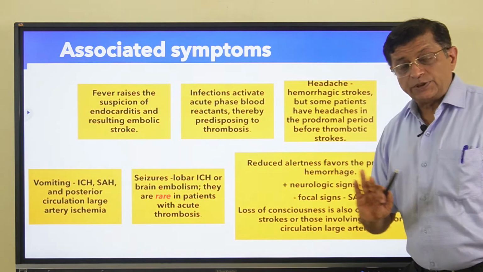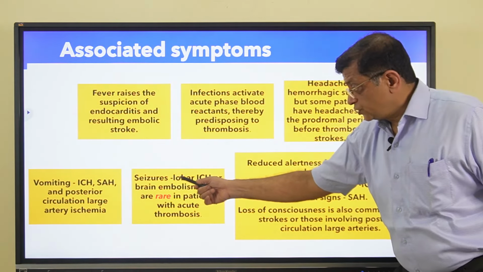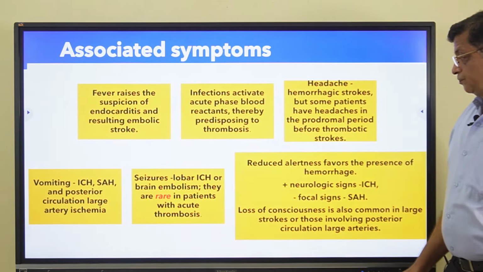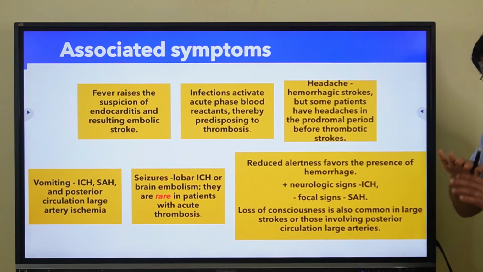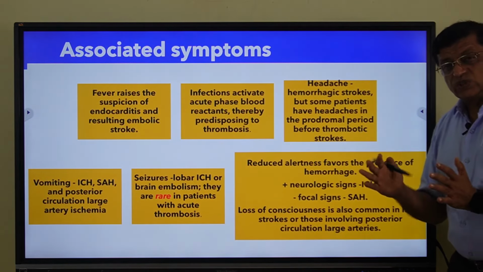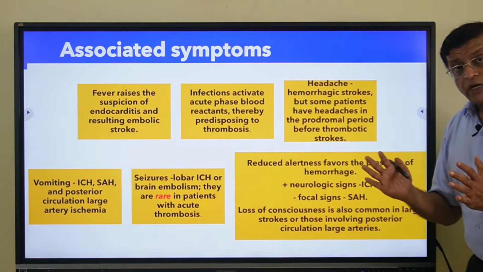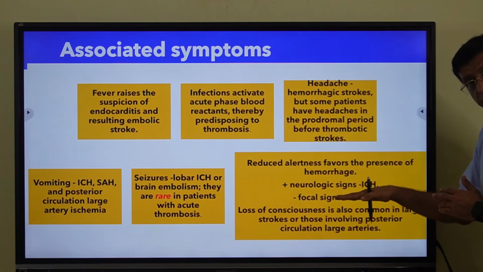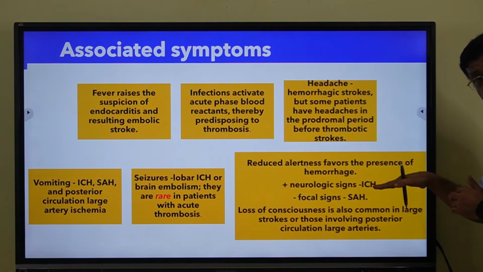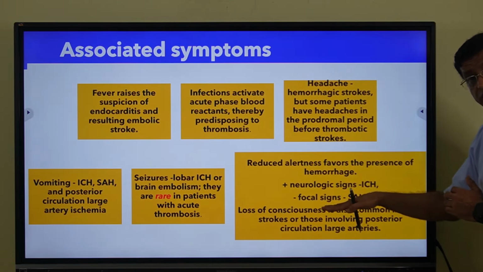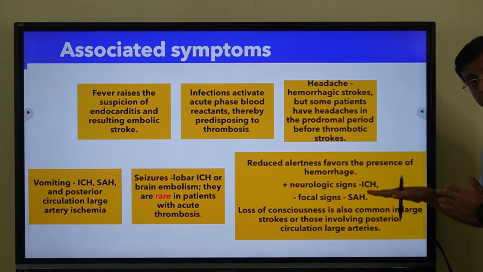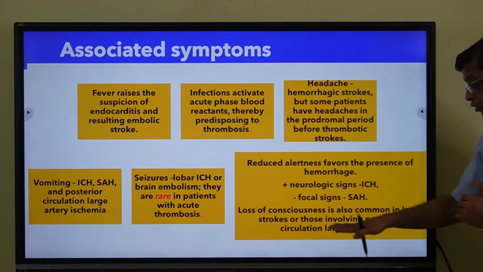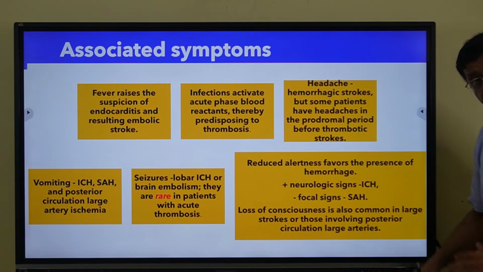Seizures are rare in patients with thrombosis. So if the patient presents with seizures, it could be lobar intracerebral hemorrhage or brain embolism. So if the patient has reduced level of consciousness, if the patient is looking drowsy, obtunded or unconscious, it is more likely to be a hemorrhagic stroke. If the patient also has neurological signs, localizing signs, then it could be intracerebral hemorrhage. If the patient does not have localizing signs, no focal signs, then it could be subarachnoid hemorrhage. Although again, loss of consciousness is also common in those strokes involving large posterior circulation strokes.